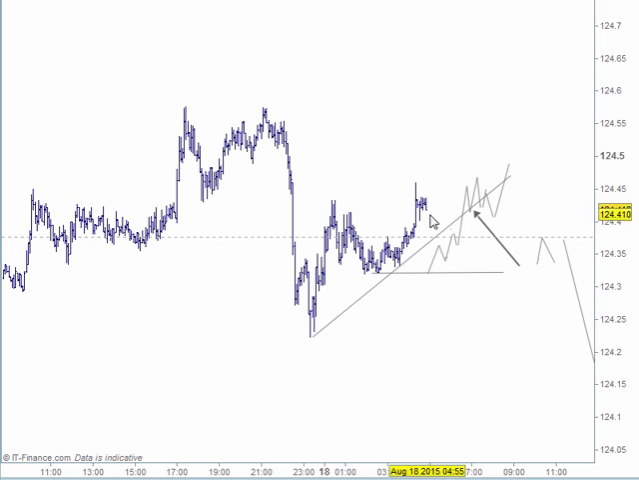And also too, once this finishes doing its thing up here, this trend line will become the retested resistance there as well.